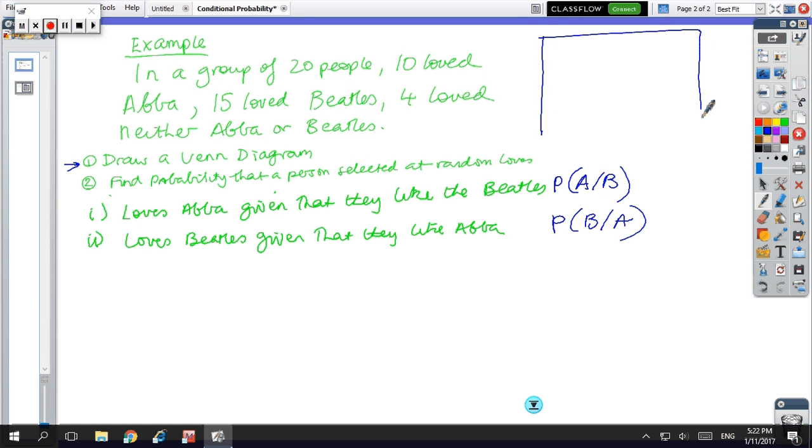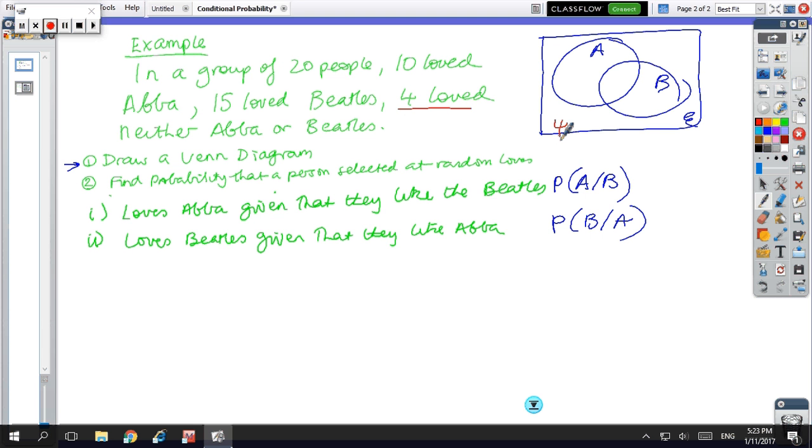Okay, so the Venn diagram, ABBA, Beatles, universe. So 4 people like neither. So instead of having 20 people, if 4 people are taken out, I've got 16 people left. I've got 10 plus 15 is 25, so 25 minus 16 equals 9. So 9 people are inside, and then there's 1 ABBA lover, and there's 6 Beatle lovers left.